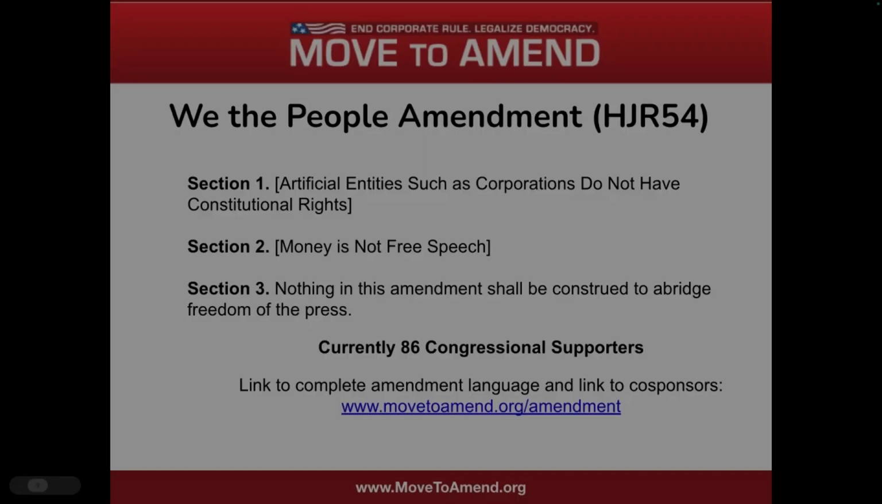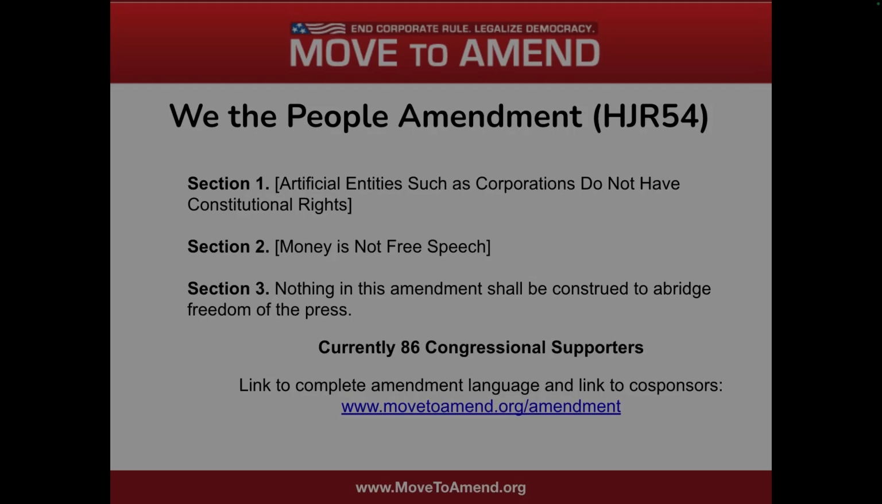All right, so the We the People Amendment, this is what we are pushing towards, which is a very straightforward amendment. It's a three-part amendment, where the first part states that artificial entities such as corporations do not have constitutional rights. The second part is money is not free speech, plain and simple.